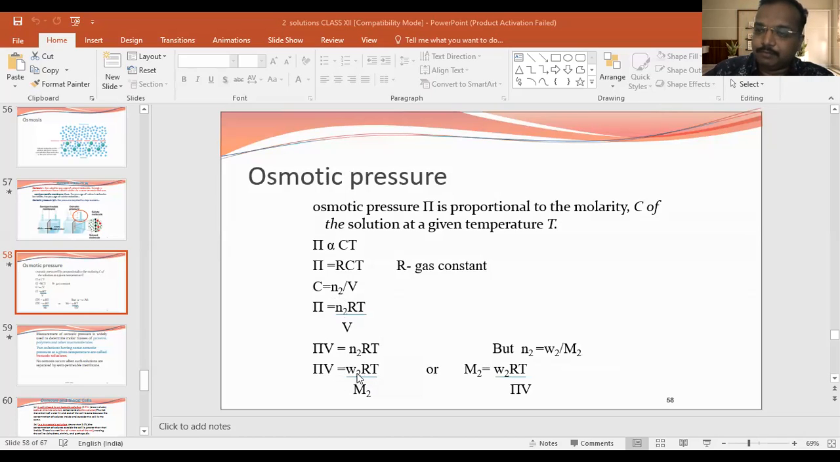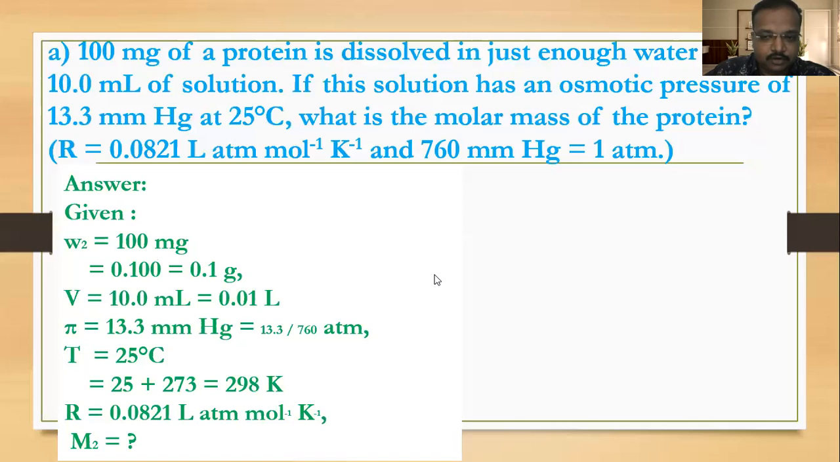From that we put W2 divided by M2, from which we get the W2 value. What we need to get is M2. M2 is equal to W2 RT divided by pi V. So this formula we need to apply in this question, right? I hope it is clear to you.